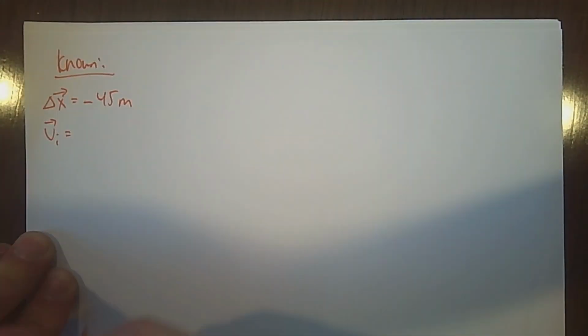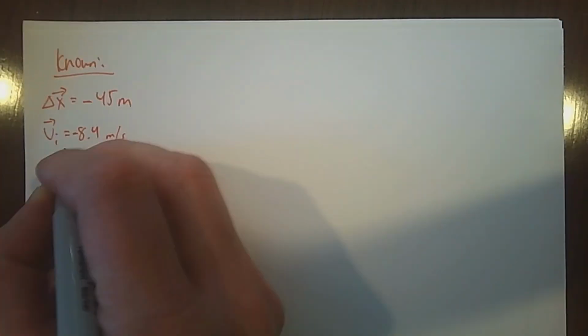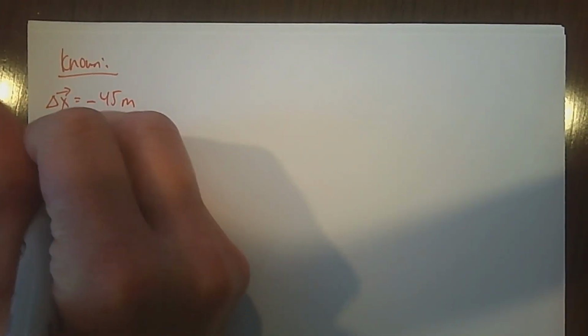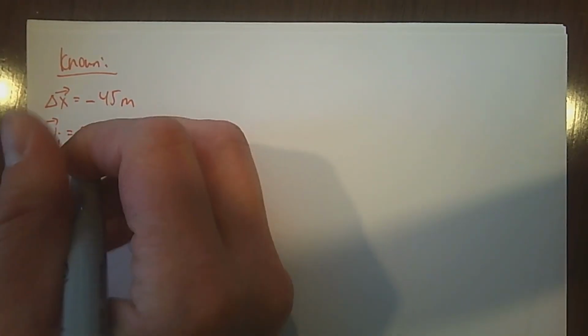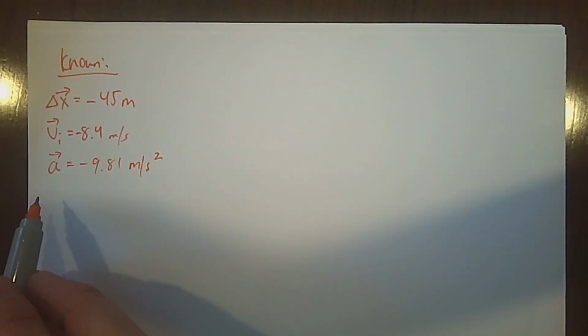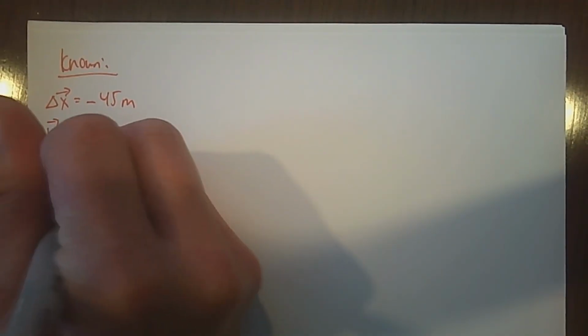With the initial speed, my initial velocity would be 8.4 meters per second down. That's why I have that negative sign there. My acceleration would be given by Earth's free fall acceleration of negative 9.81 meters per second squared. Part A is asking me to find the time, delta t.